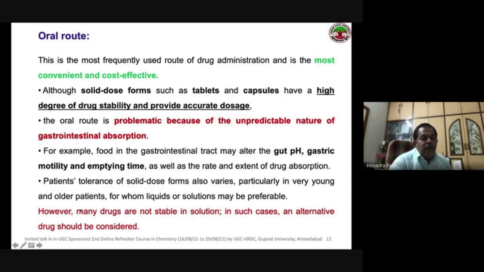However, many drugs are not stable in solution. Another disadvantage of the oral route of drug administration is that many drugs are not stable in solution, and alternative drugs should be considered in such cases.